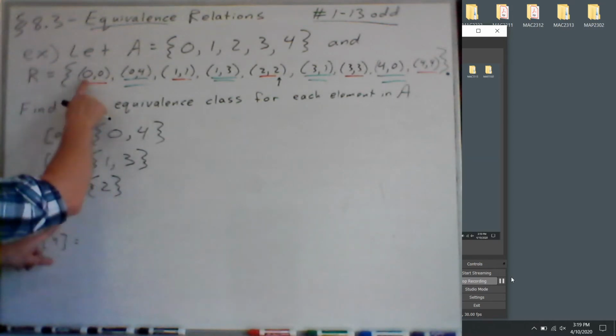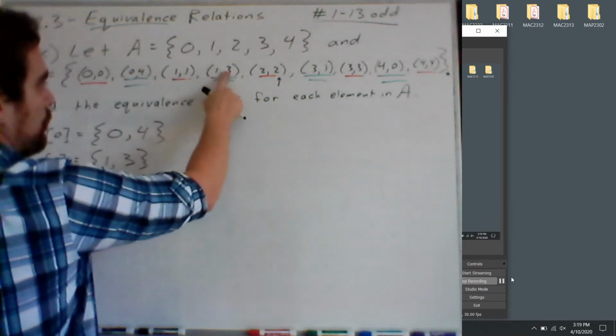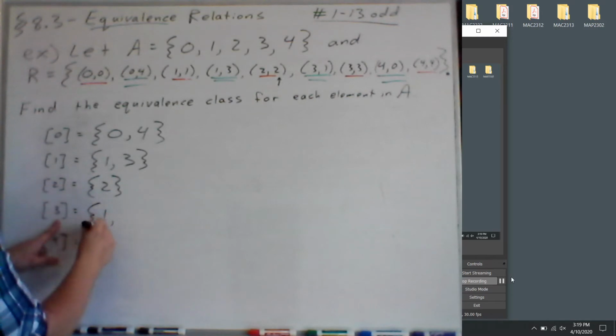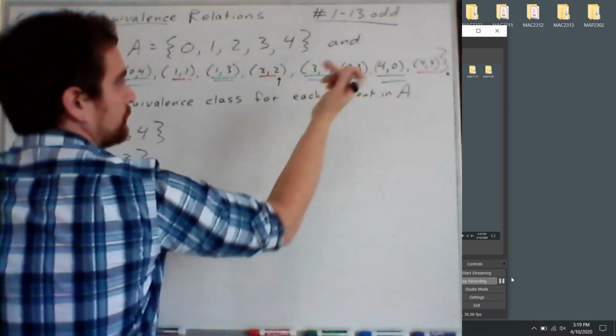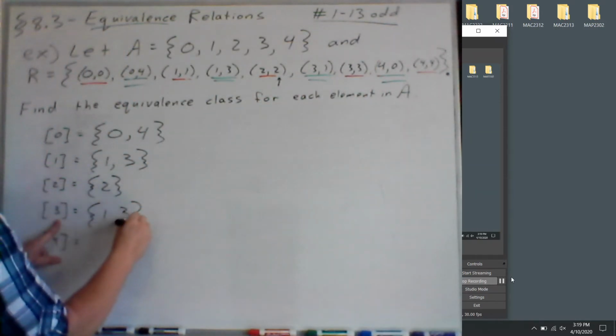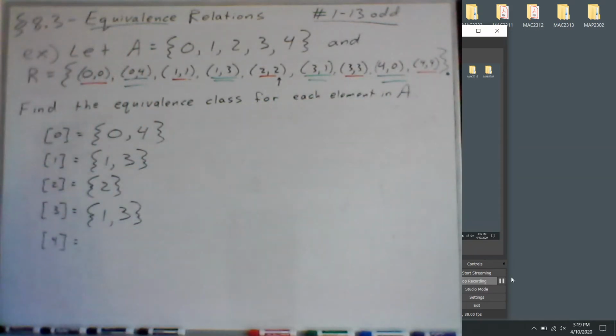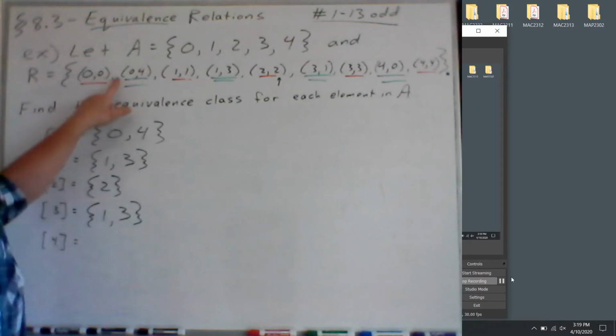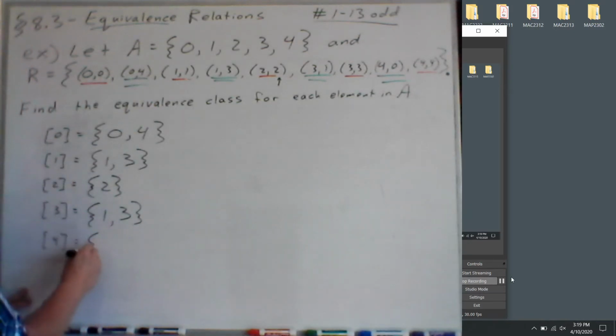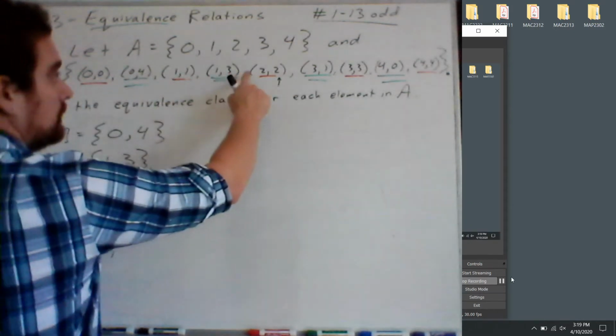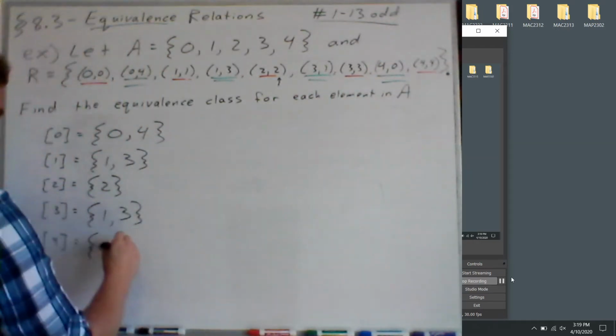Let's see which elements are related to the element 3. 1 is related to 3. And 3 is related to 3. And that's it. The equivalence class for 4. Who is related to 4? Well, 0 is related to 4. And 4 is related to 4, the last one.